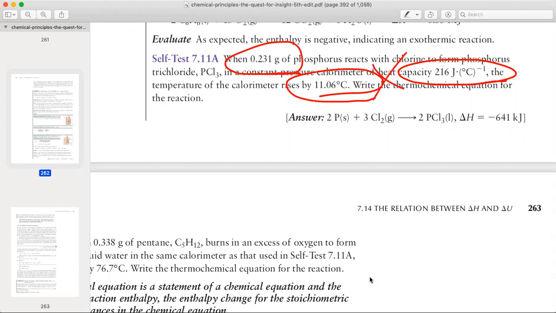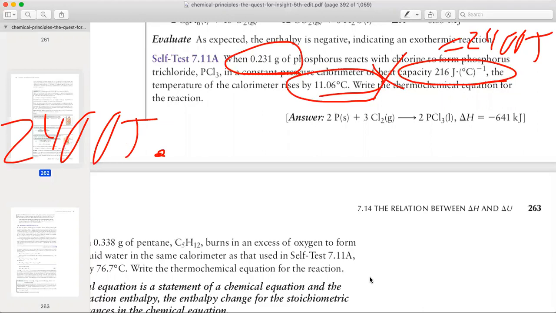So it's 216 times 11.06, and that's going to give you 2,400 joules. And you have to figure out per how many moles. So you've got 2,400 joules per this many moles.